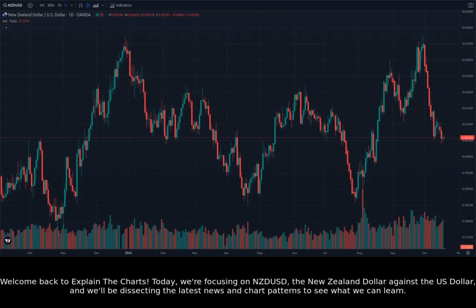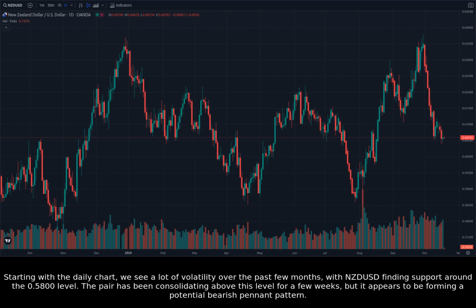Today, we're focusing on NZDUSD, the New Zealand dollar against the US dollar, and we'll be dissecting the latest news and chart patterns to see what we can learn. Starting with the daily chart, we see a lot of volatility over the past few months, with NZDUSD finding support around the 0.5800 level. The pair has been consolidating above this level for a few weeks, but it appears to be forming a potential bearish pennant pattern.